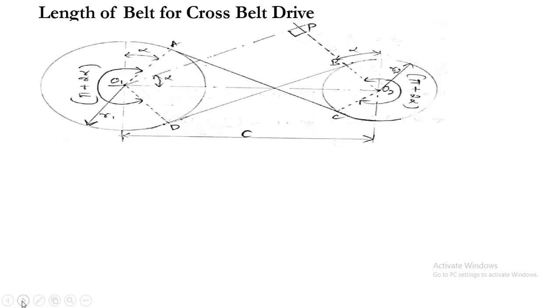So first let us begin with the diagram for the cross belt drive. You can see that this is the diagram for the cross belt drive. So we have a driver pulley here, and this is the driven pulley here, and you can see this is the center of the driver pulley O1, and this is the center of the driven pulley O2, and R1 is the radius of this driver pulley or larger pulley, and R2 is the radius of the smaller pulley, and C is the center distance between these two pulleys, you can see here.